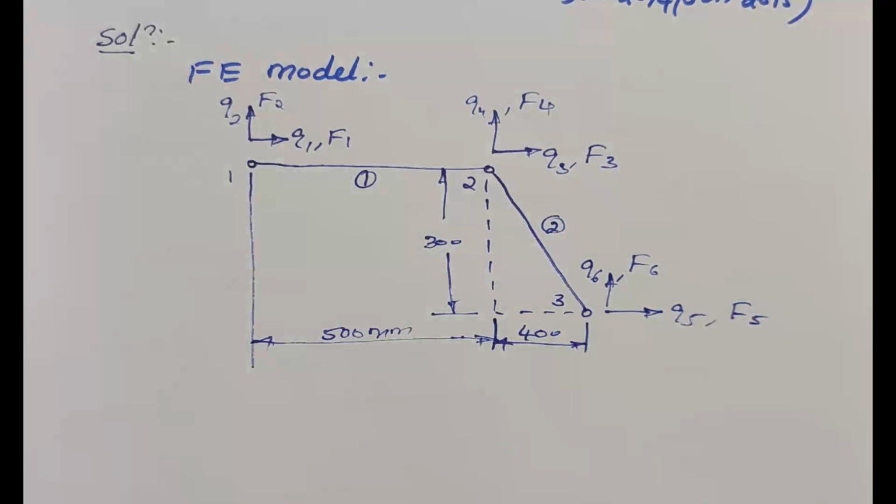Now the sign convention. See, if the displacement or the applied force is in the positive x direction, means from left side to right side, then we will take it as positive. If it is in the other direction, means from right side to left side, we will take it as negative. Similarly, if the load or displacement is in the positive y direction, then we will take it as positive. If it is in the negative y direction, then we will take it as negative.